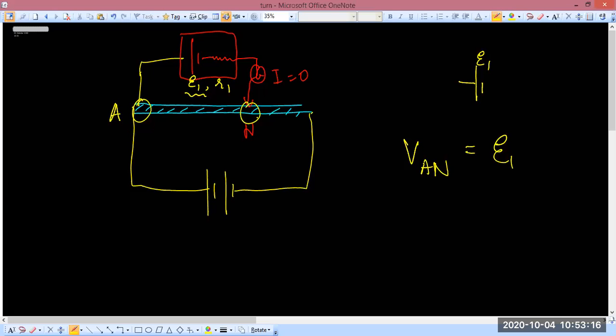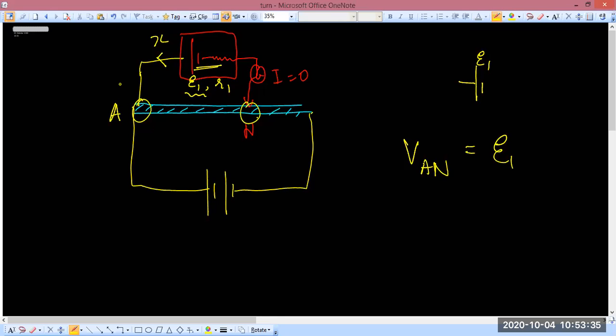Listen to this carefully. This battery, the secondary cell, is trying to drive its own current, let's call it X, suppose. This battery is trying to drive its own current X through this wire, right?